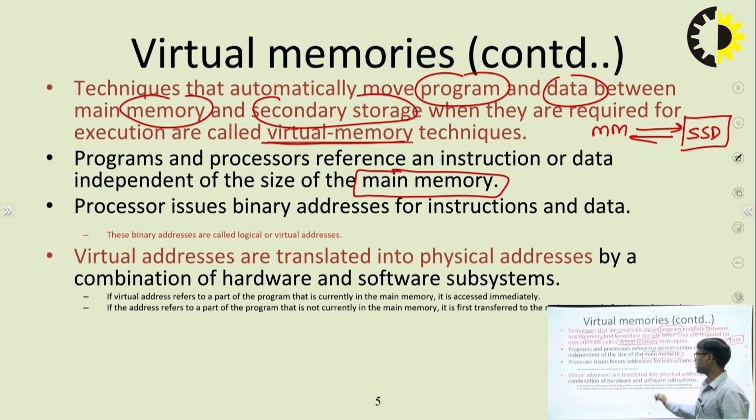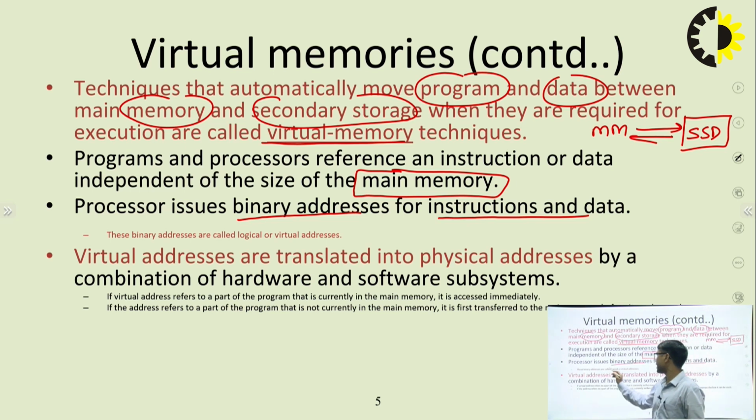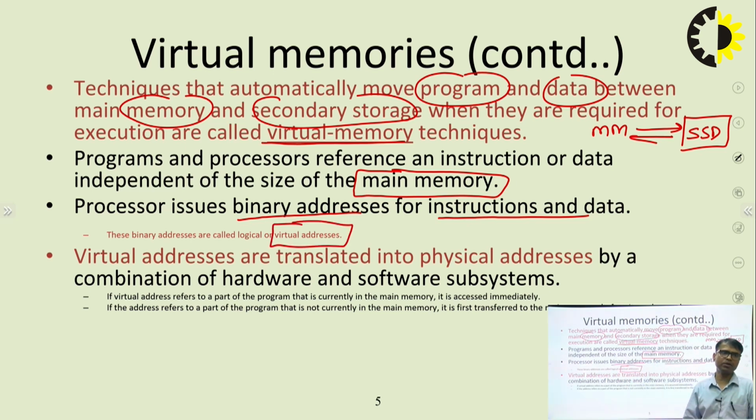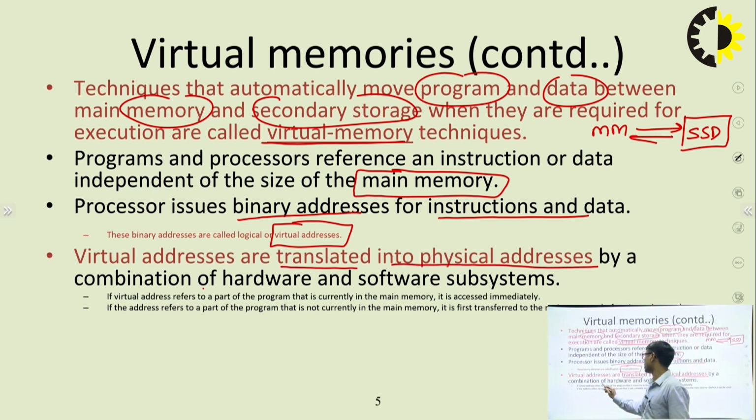The processor issues a binary address for instructions and data. This is very important. This binary address is called a virtual address. It is independent of the available physical addresses in the main memory. These virtual addresses are translated into physical addresses by a combination of hardware and software subsystems, and this process is basically called virtual memory.